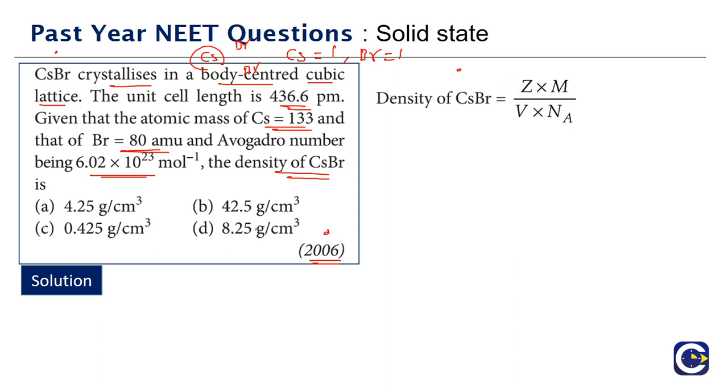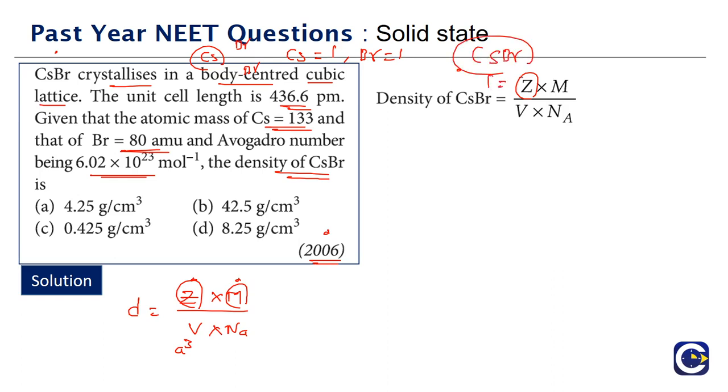Density D of a metallic lattice will be equal to Z into M by V, or a cube into Avogadro number. Here Z represents the number of atoms in the unit cell, and M represents the molar mass of the element. Now here also we'll have a similar formula, but there will be a difference in what these terms mean. Z here will represent the total number of ionic units per unit cell, which means there will be one cesium and one bromine, so in a unit cell there will be one cesium bromide unit.